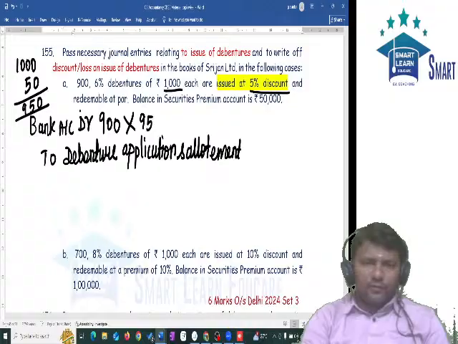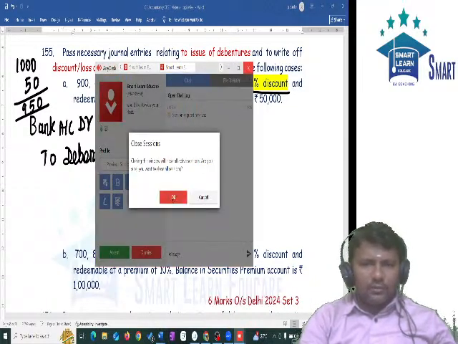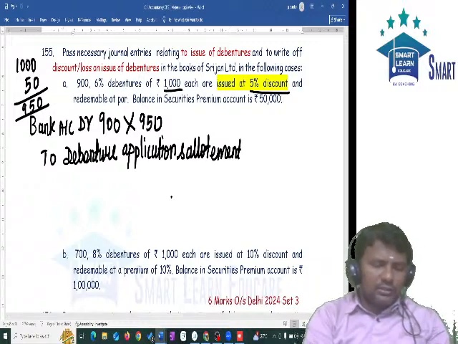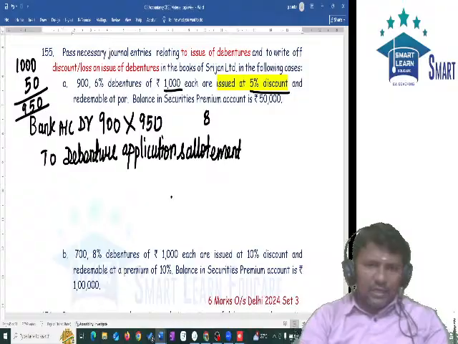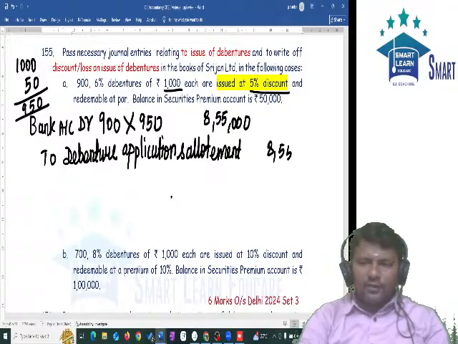900 into 950, this is the amount of debenture. 900 into 950 is 8 lakh 55,000. Bank account should be debited with 8 lakh 55,000, to debenture application and allotment, 8 lakh 55,000.